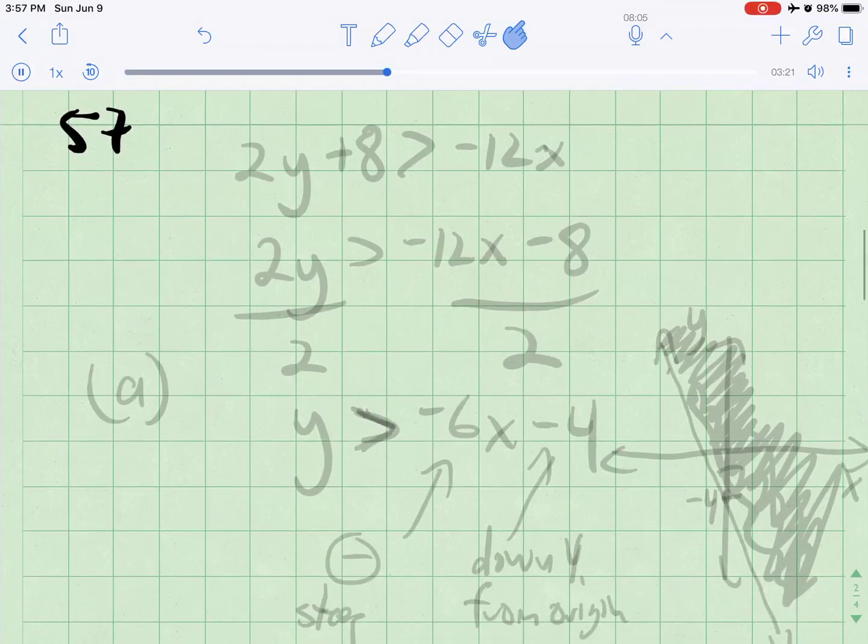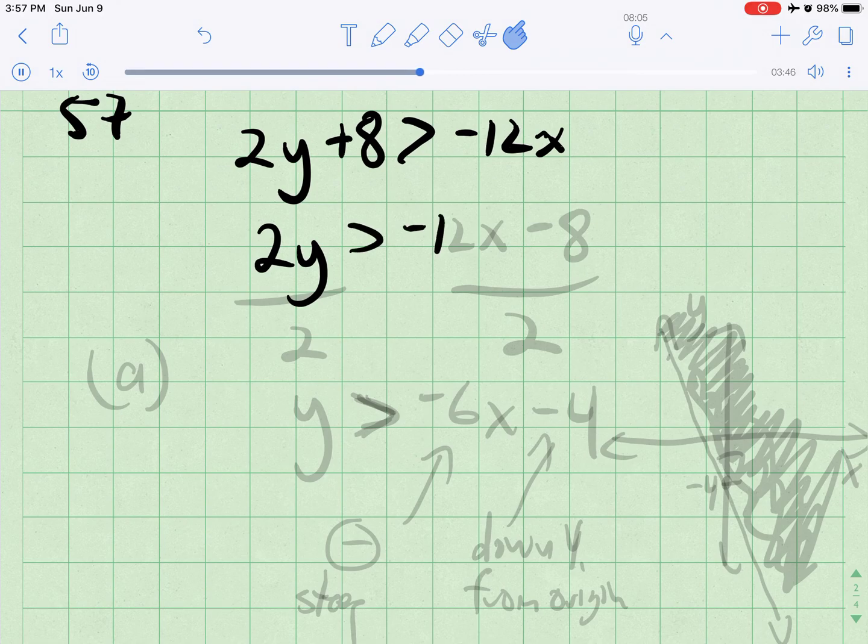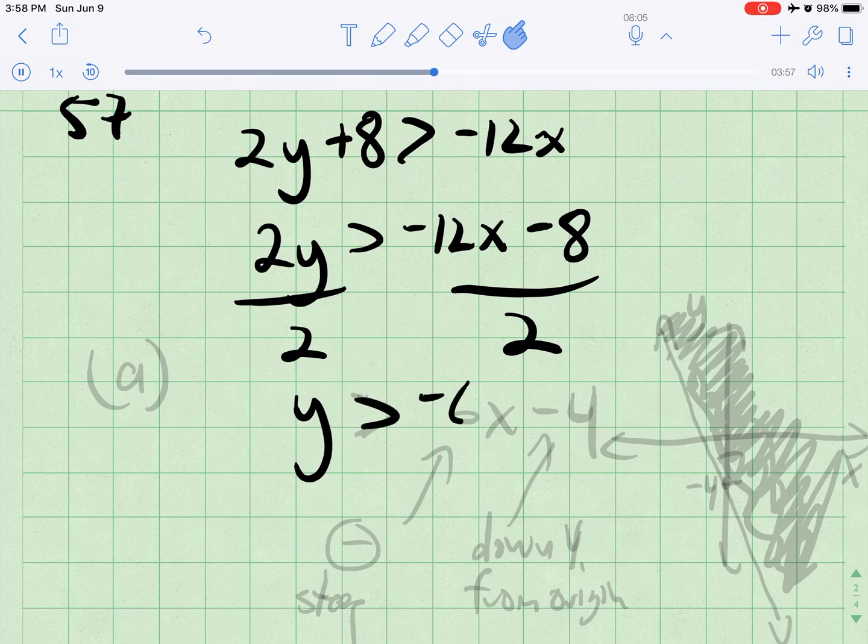57. We have 2 times y plus 8 must be greater than negative 12x. How is this different? It's not in y equals mx plus b form, so let's do that. 2y, I'm going to subtract 8 from both sides, must be greater than negative 12x minus 8. Divide both sides by 2. Y must be greater than negative 6x minus 4.